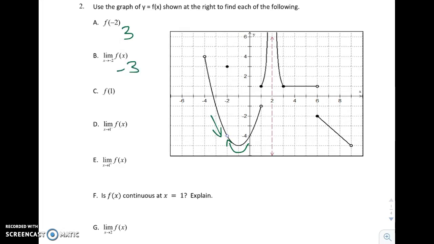Right? So if you want to take a few minutes and see if you can find the other ones here, answer the questions C through H. I will pause the video and return in a second.